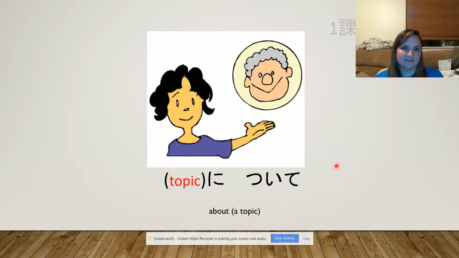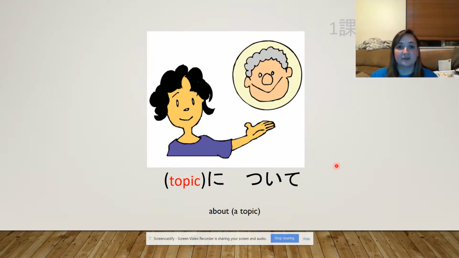I actually love this one a lot, and I'll try to use it from here on out to help you guys practice. So you just take your topic and put ni tsuite, and you can say about this topic. So I could say, Kyou, gudetama ni tsuite hanashimashou. So today, let's talk about gudetama, right? Or I could say, そうですね。今日、iPhone について話しましょう。Okay?